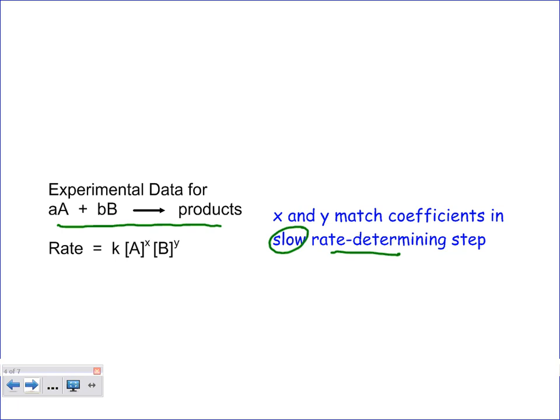And then when you write down a rate, your rate is going to be equal to a constant, which we call K, multiplied by the concentration of A raised to the power of its coefficient, times the concentration of B raised to the power of its coefficient. So in theory, we could have these be x's and y's, and that's what we're going to be thinking about.